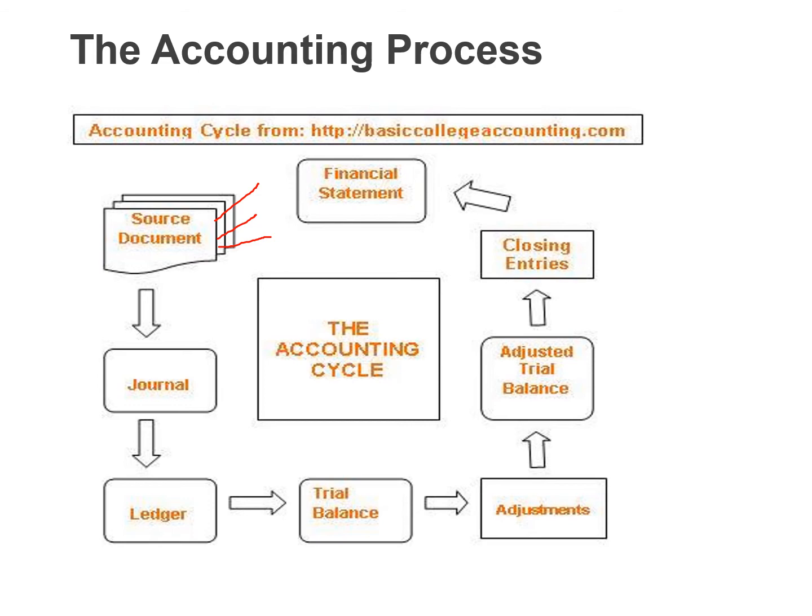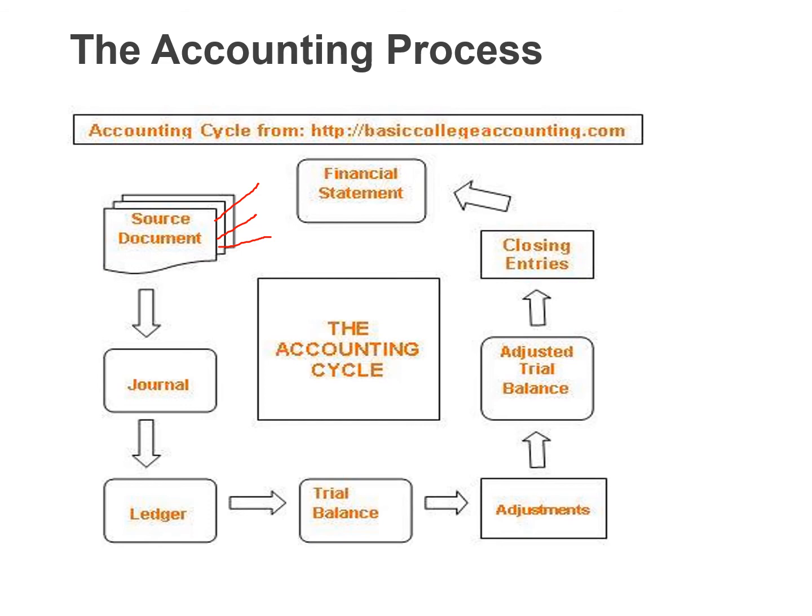The example of source document are invoice, bills, receipts, debit note, credit note, and vouchers. As an example, if the company purchased goods from supplier on credit terms, so the company will have invoice as an evidence of the business transaction. So that invoice is called as source document. So the accounting process starts with the recording of the business transactions which have been recorded in the source document.